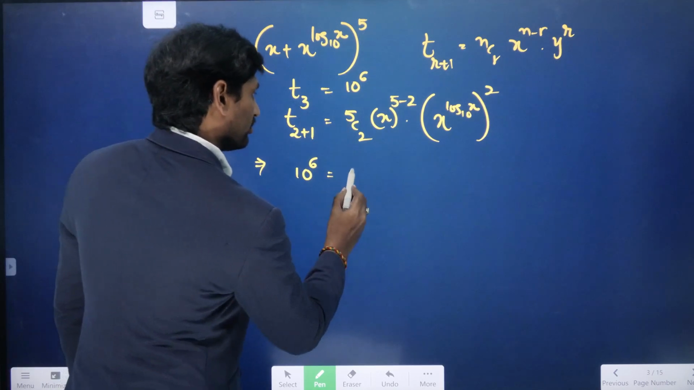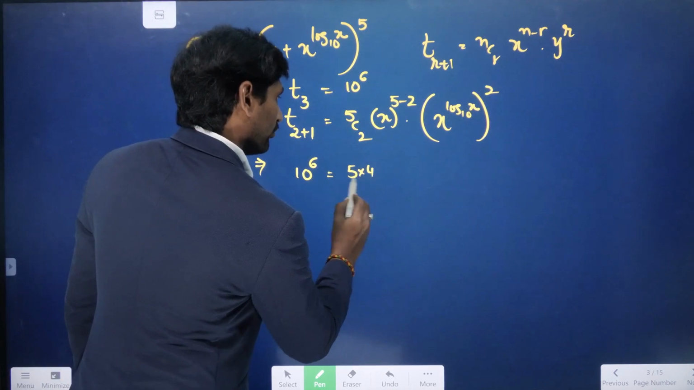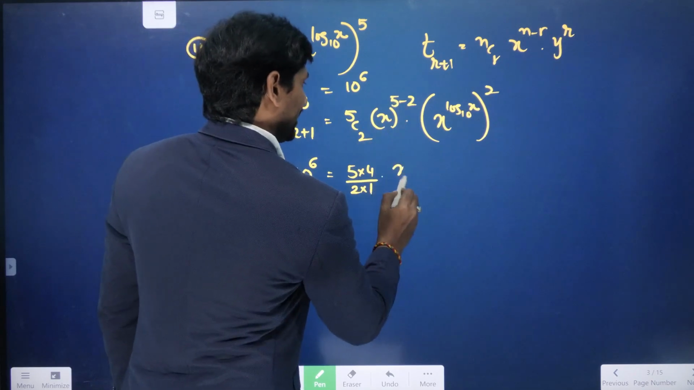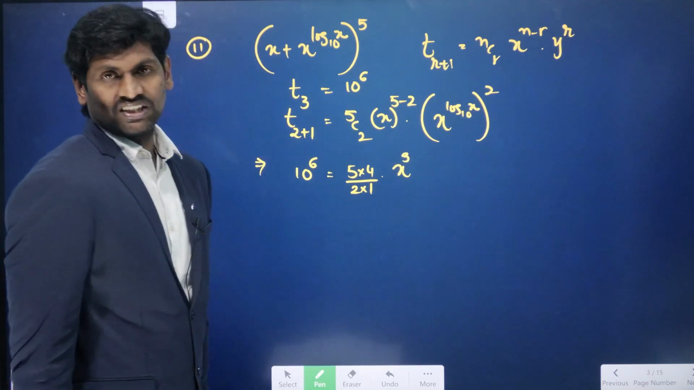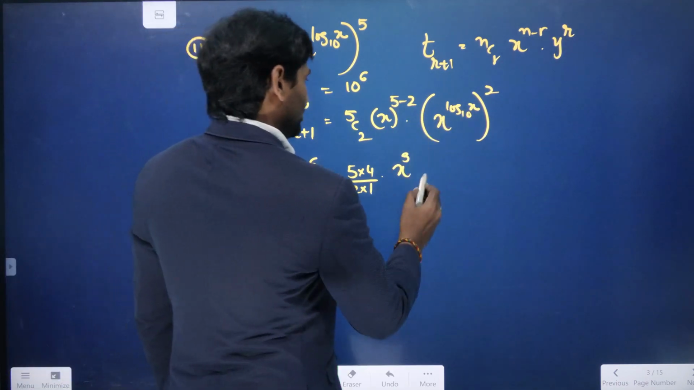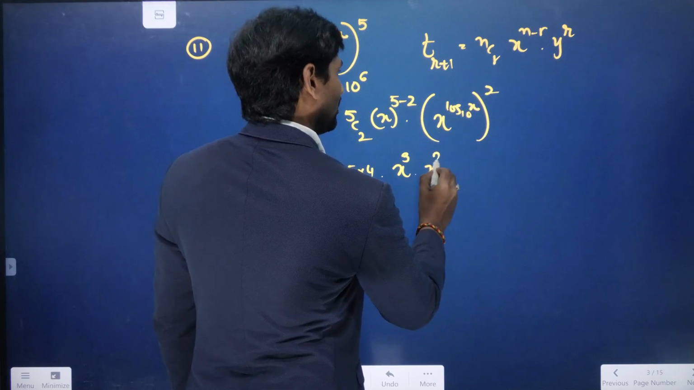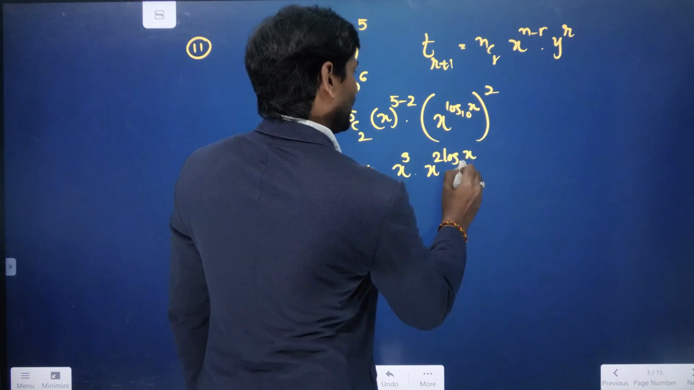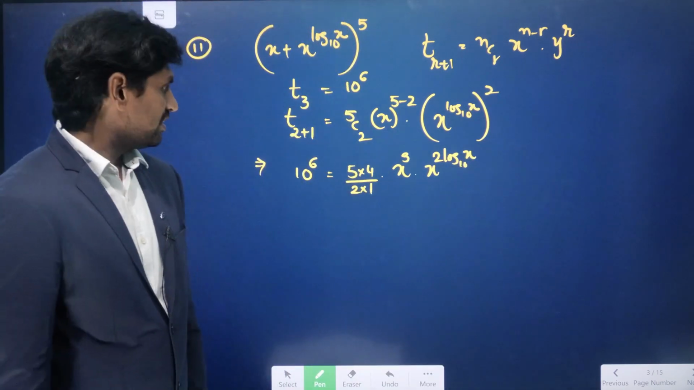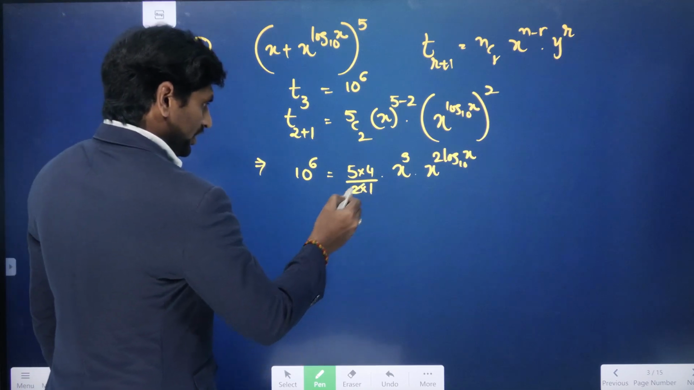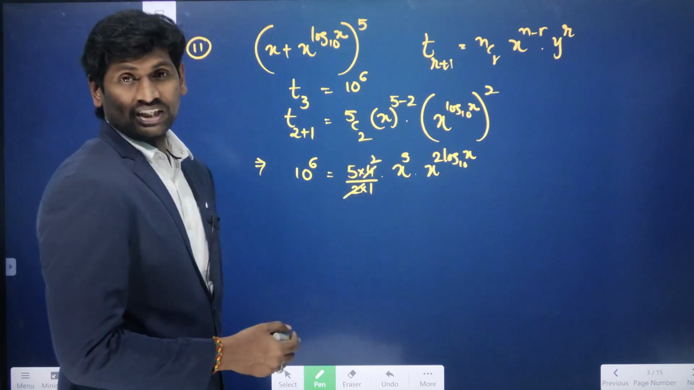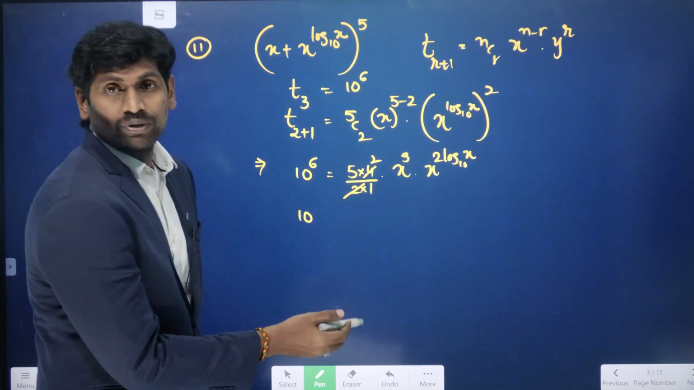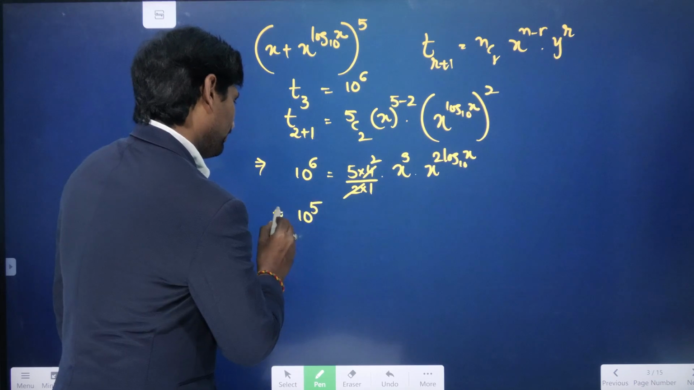Now coming to 5C2. 5C2 is nothing but 5 into 4 by 2 into 1, into x cube, since x power 5 minus 2 is nothing but 3. Then we can write this one, x power log x, squared, as x power 2 log x to the base 10. Now 2 times 5 is 10. When you transpose 10, it is going to divide. Then the left hand side, 10 power 6 by 10 power 1, is nothing but 10 power 5.